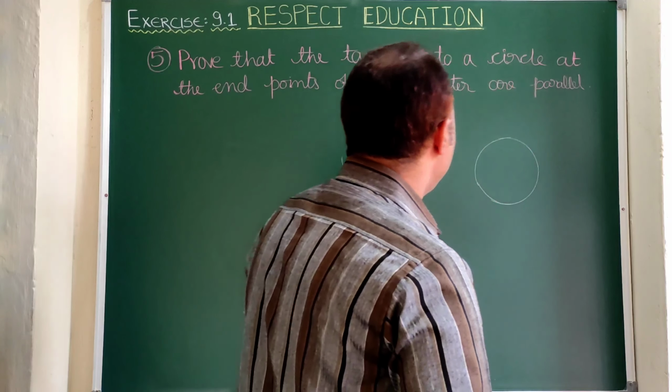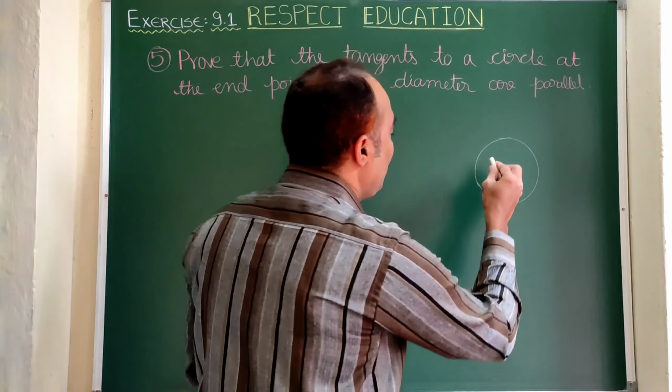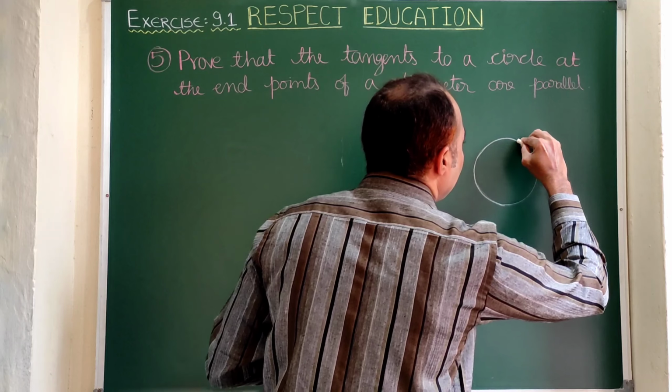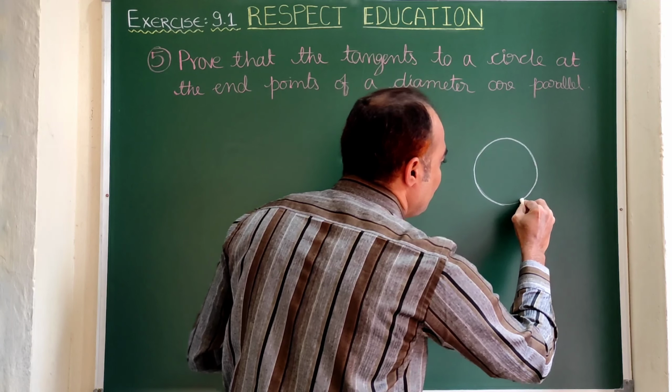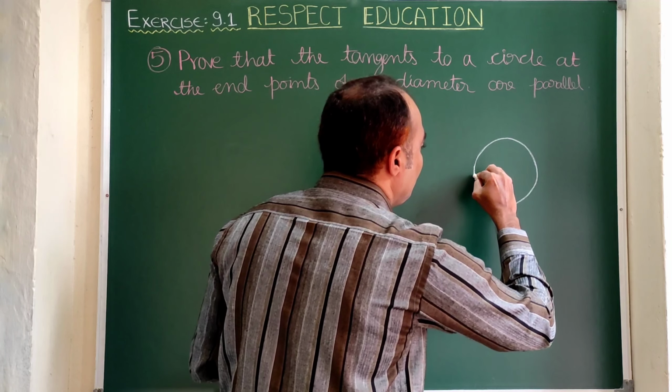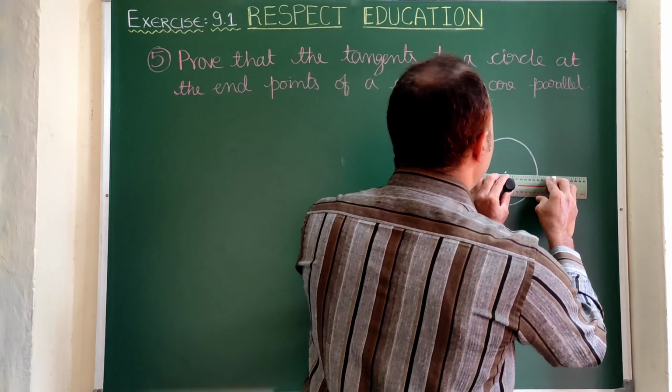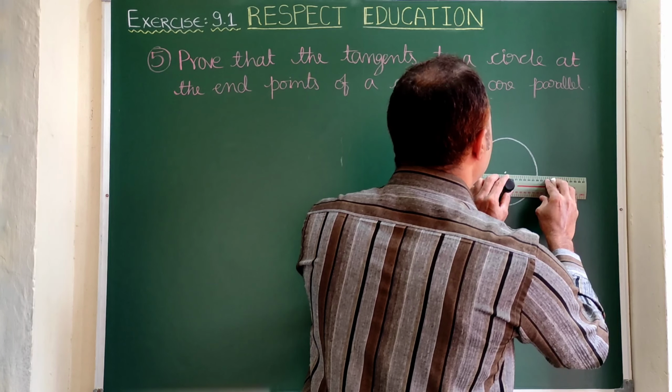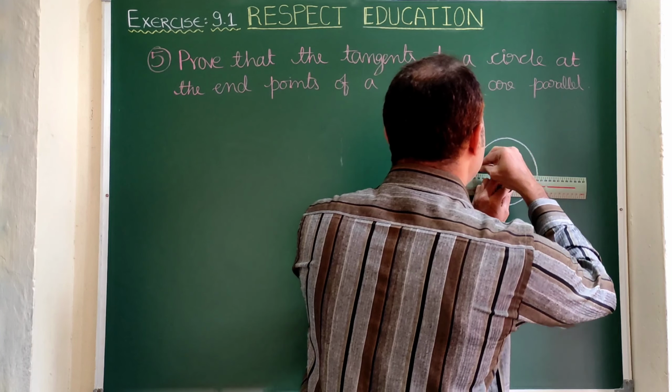Now we are going to draw its diameter. Let us take this is a circle whose center is O, and here I am going to draw diameter. As you know, diameter passes through the center of the circle.